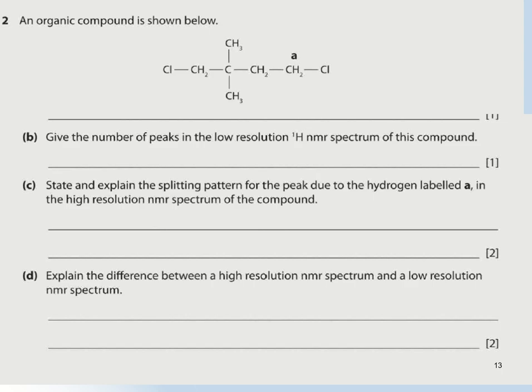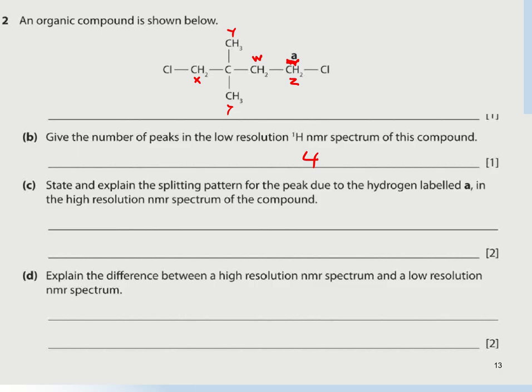Number of peaks that you would get here with low resolution NMR. Okay, well, you would get a peak there. Those two CH3s are the same. These two CH2s here are different. So you will get 1, 2, 3, 4 peaks.